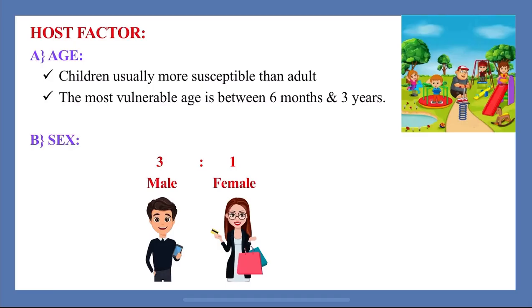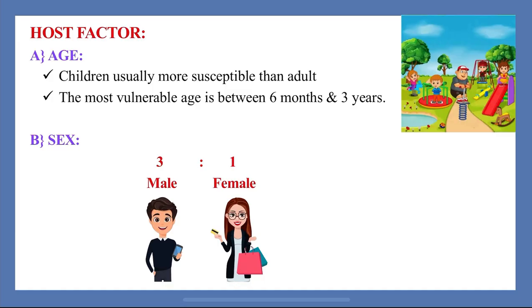Moving further to the host factor. Children usually are more susceptible than adults. So in India, polio is essentially a disease of infancy and of childhood. 50% of the cases are reported especially in infancy, and the most vulnerable age group is 6 months to 3 years. Is it clear?